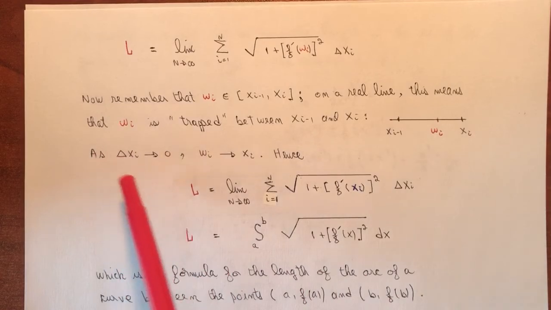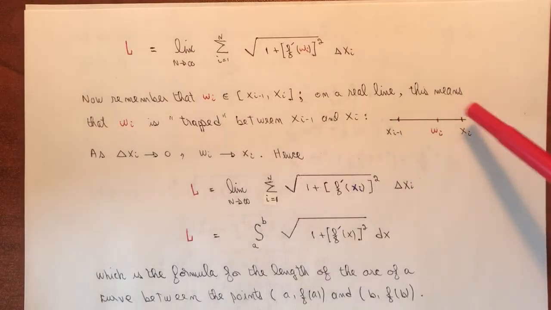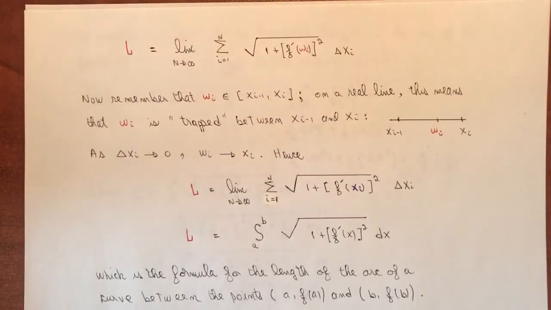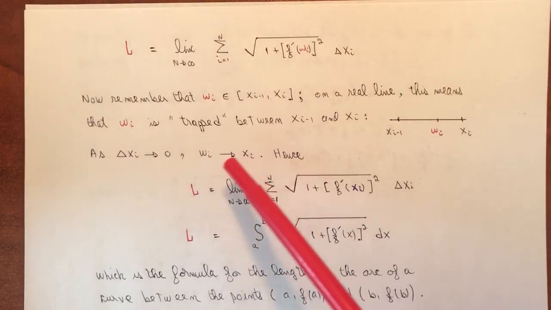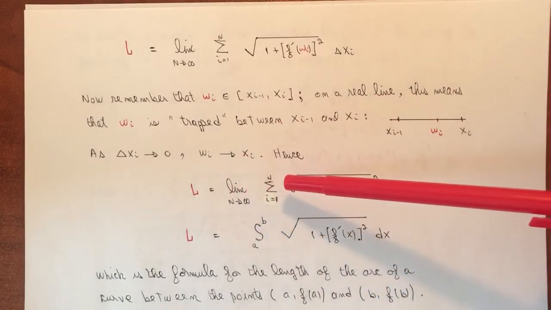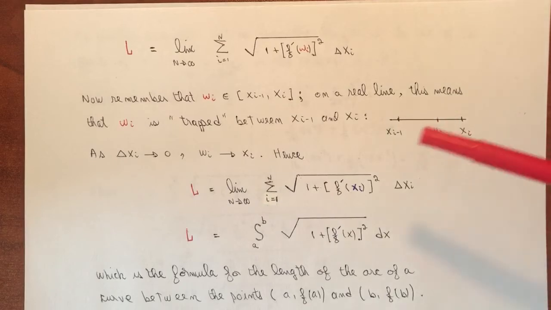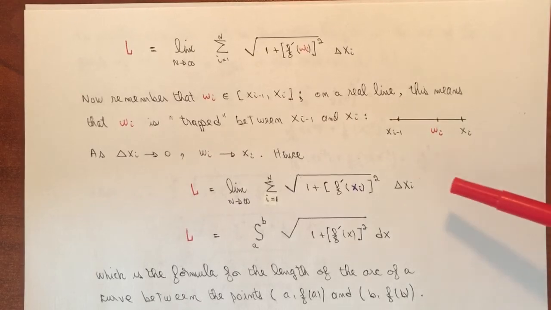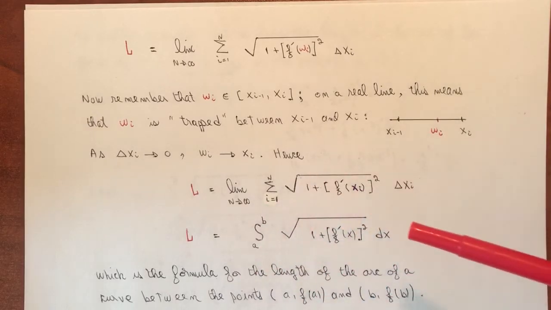So what happens when delta xi goes to 0? Well, it means that the interval between xi and xi minus 1 shrinks to be almost nothing. That means that wi is pushed upon xi in a squeeze theorem kind of way, and then we can replace wi with xi, hence getting L equal to the limit as n goes to infinity of the summation i equals 1 to n of the square root of 1 plus f prime of xi, this time all squared, times delta xi, which of course turns into the integral a to b of the root of 1 plus f prime of x all squared dx.